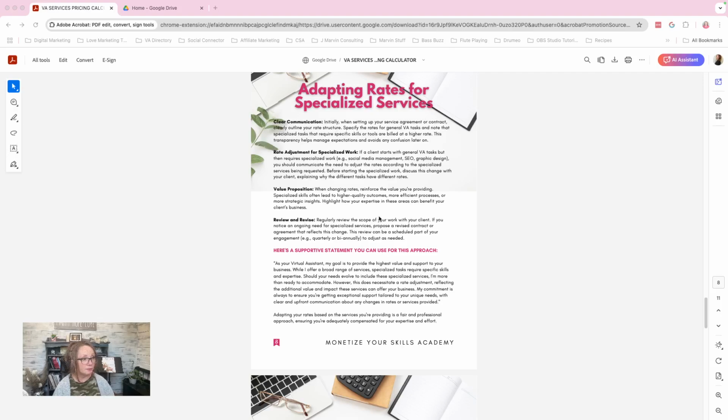So it tells you a lot of different things in here, to have some clear communication, right? Because when you're setting up your service agreement or your contract, you're going to want to really clearly outline what your rate structure is, okay? Specify your rates if you're just doing VA tasks, okay? And you can even tell your client that up front, look, for my general tasks, this is what I charge, but if I need to do specialty work, then this is what I charge, okay? If you have that really spelled out in your contract, that's the best way to go, okay?